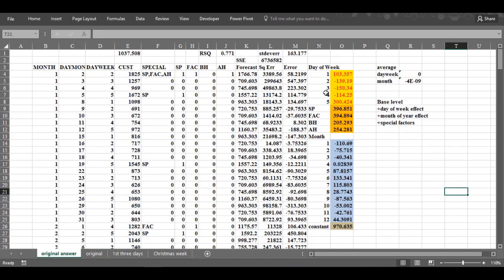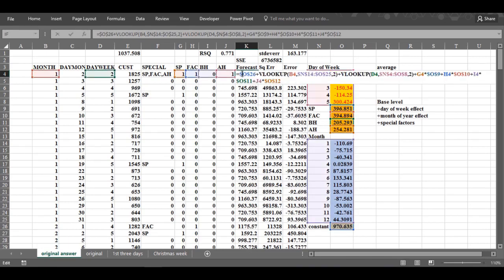Okay, well, let's move this up a bit. Okay, but if we look at the forecast equation, we'd go to column D, and so if that's, for instance, a 3, it's a Wednesday, we'd come over here and pick off from that second column of that range the effect for Wednesday.